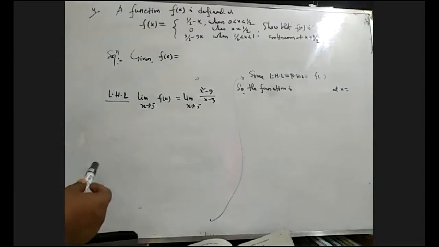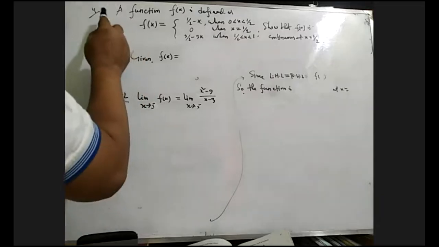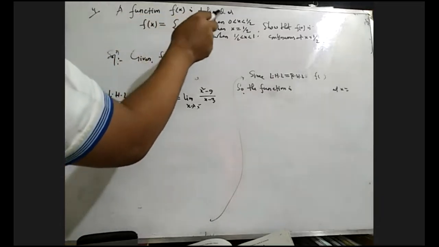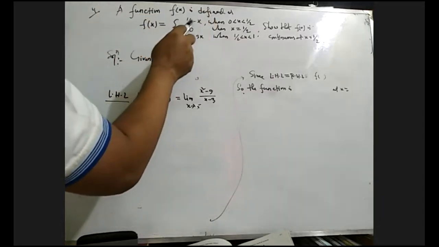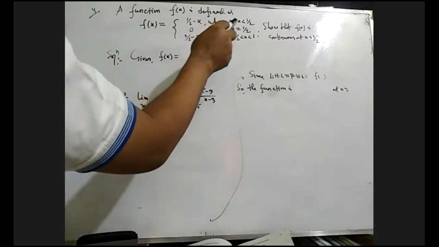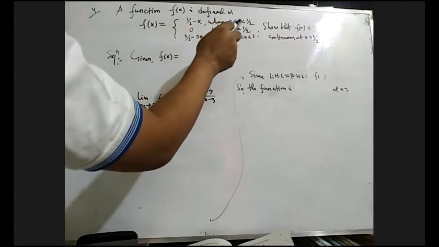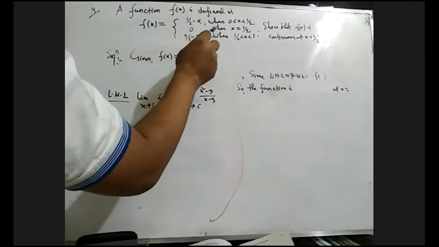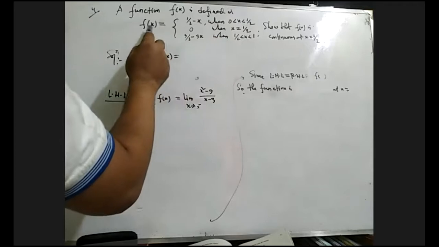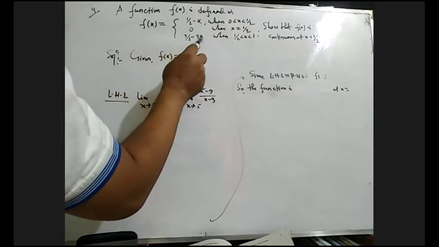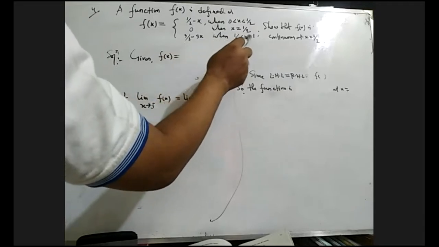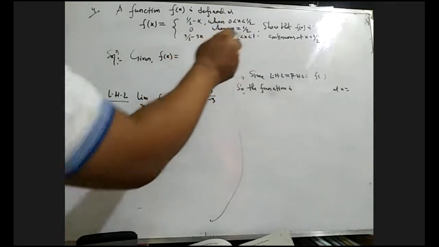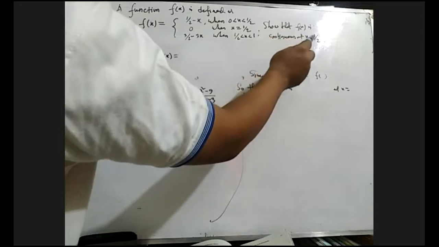So another example of continuity. A function f of x is defined as f of x equals to half minus x when x lies between 0 and half. That means 0 less than x less than half. And f of x equals to 0 when x equals to half. And third one, f of x equals to 3 by 2 minus thrice x when x is greater than half. Then show that f of x is continuous at x equals to half.